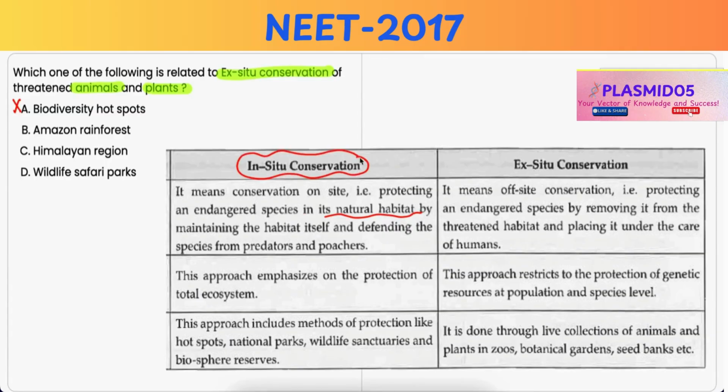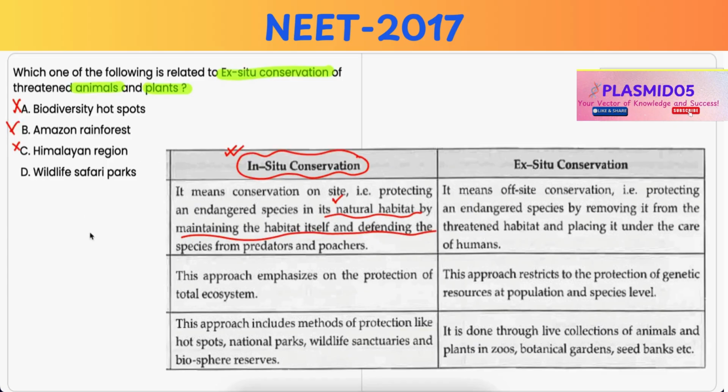Option B, Amazon rainforest. It is also incorrect because the Amazon rainforest is a natural habitat for diverse species and it is an example of in situ conservation. Option C, Himalayan region. It is also incorrect because it is also an example of in situ conservation, because it's a natural habitat where the species are conserved in their natural surroundings.